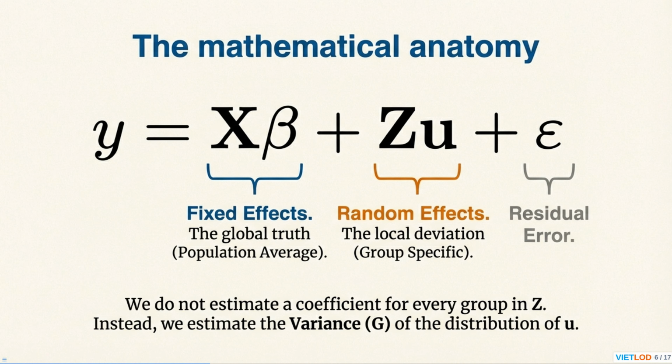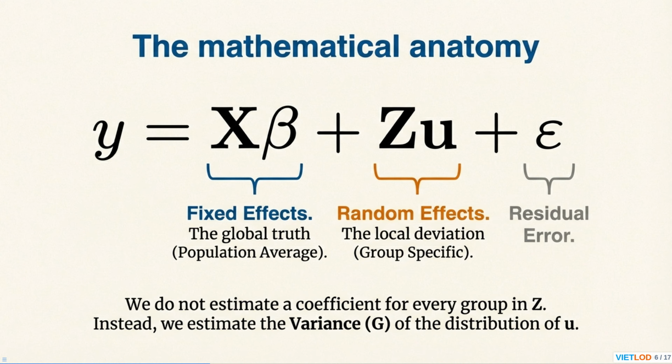The core equation for a linear mixed model looks like this: y equals Xβ plus Zu plus epsilon. Let's break it down. The first part, Xβ, represents the fixed effects. This is the global truth, or the population average relationship, similar to what you'd find in a standard regression.